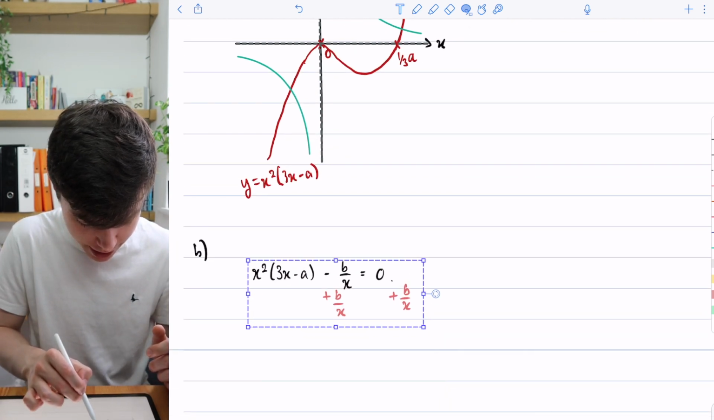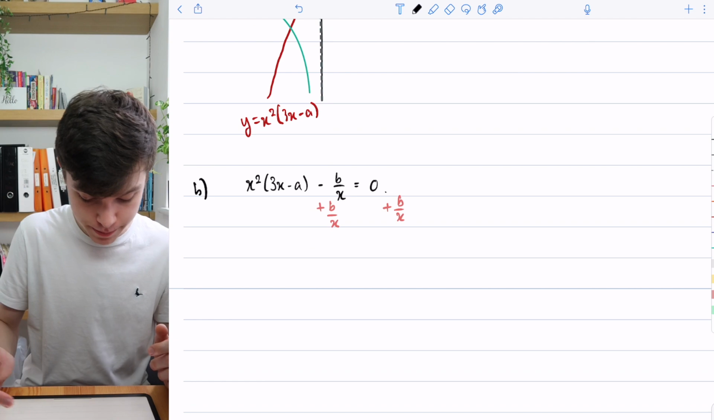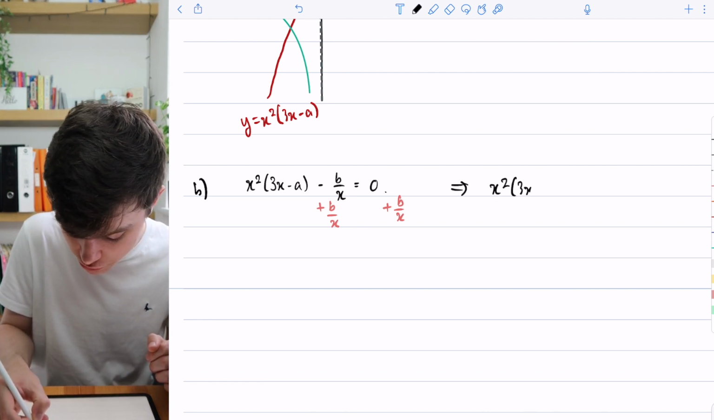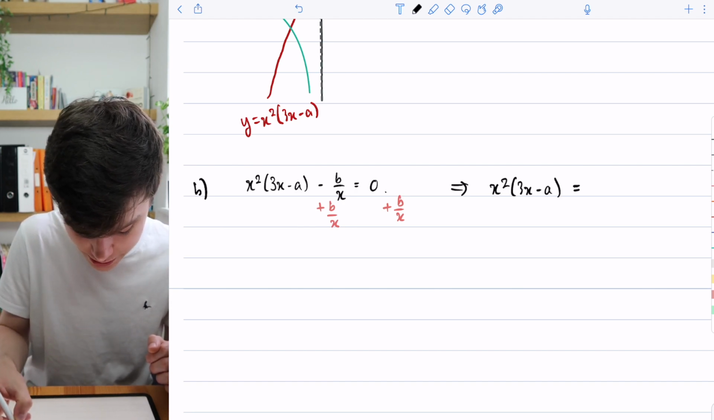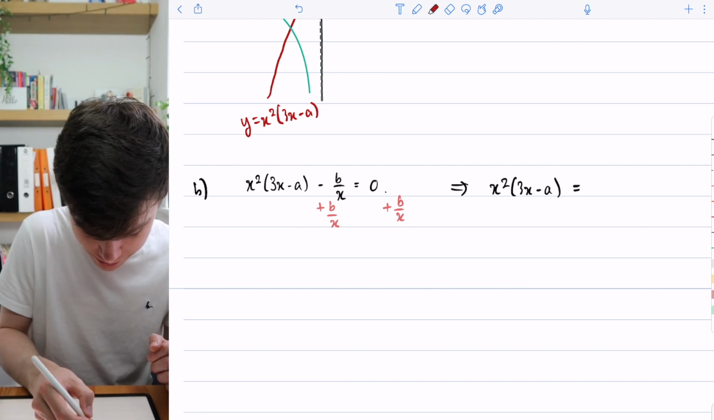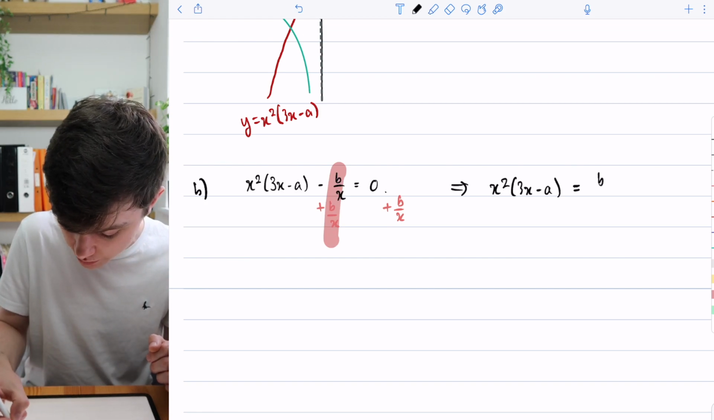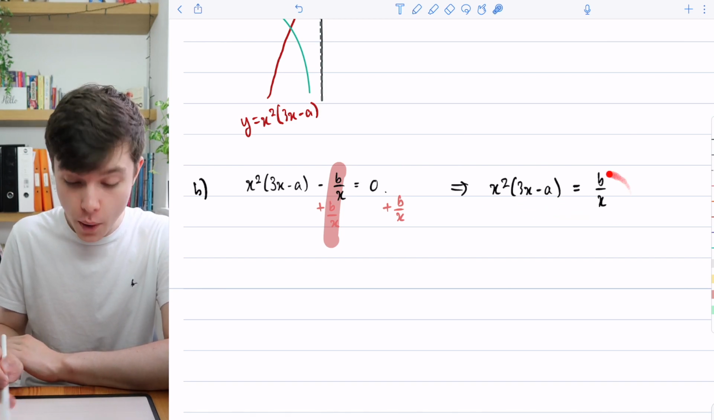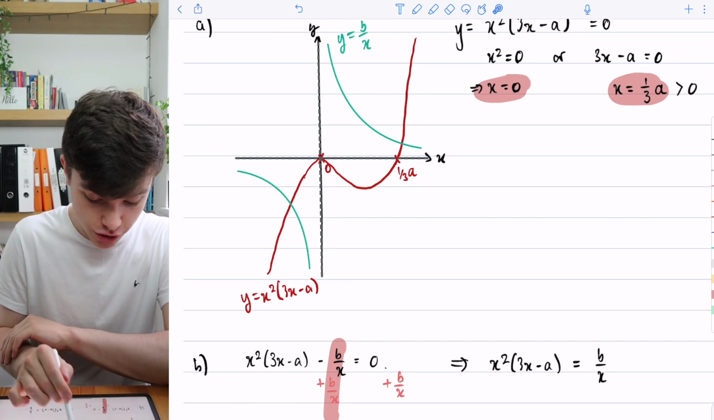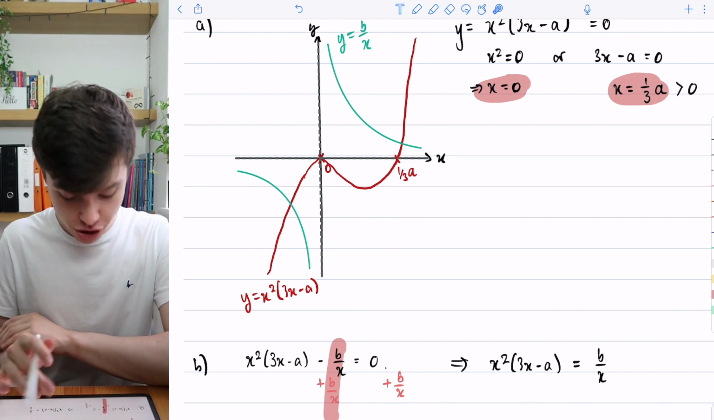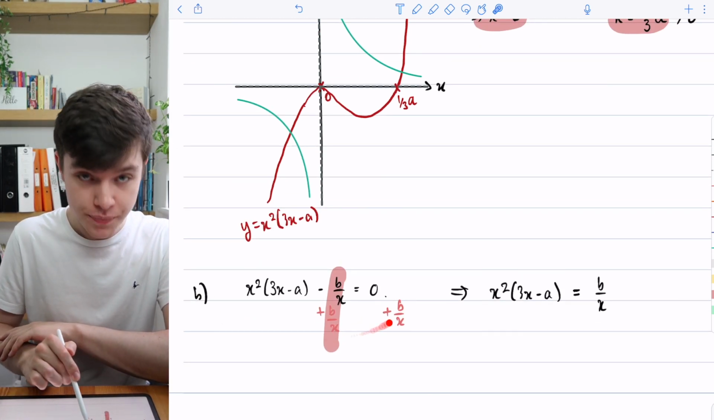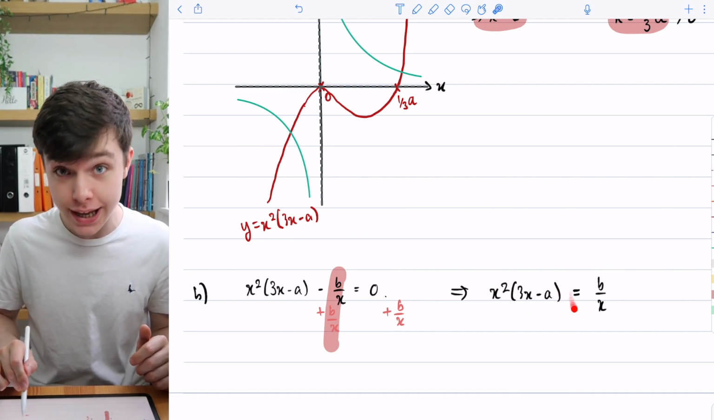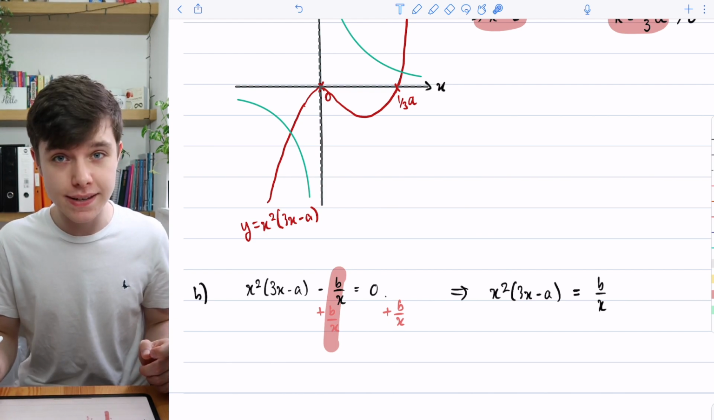If we duplicate this down here, and add b over x to both sides, what I get is x squared times 3x minus a is equal to, that's going to cancel out, and on this side we'll get b over x. Note that those are the two graphs I've just sketched. So all I'm actually doing by solving this equation is solving the intersections of the graphs, because we've got one graph equal to the other. So I'm solving the intersection.